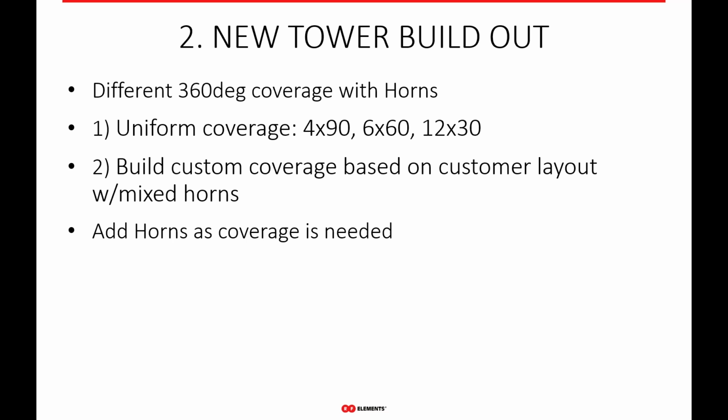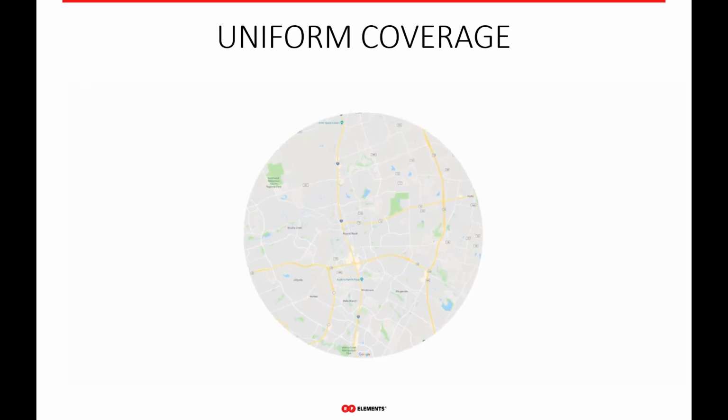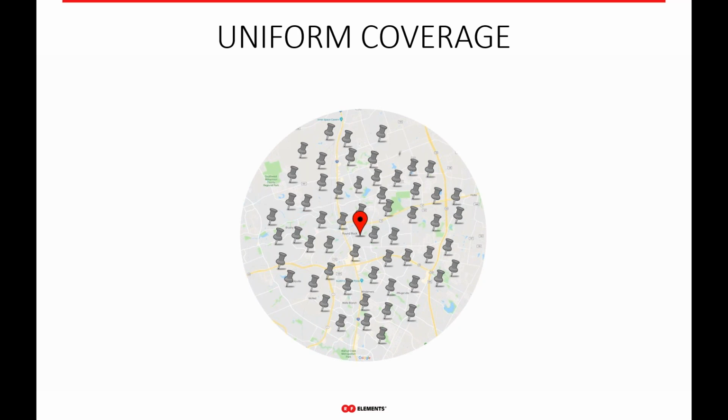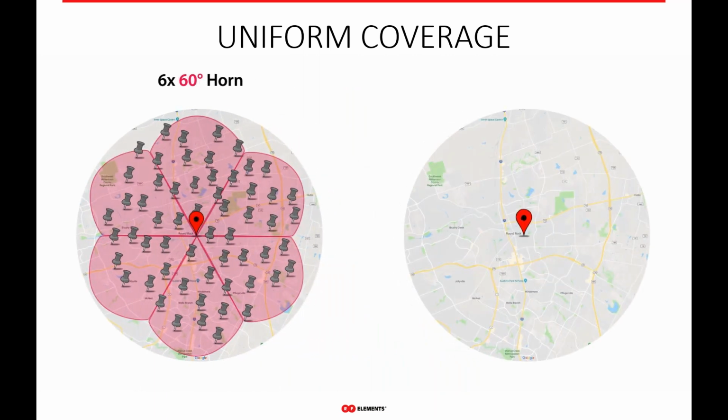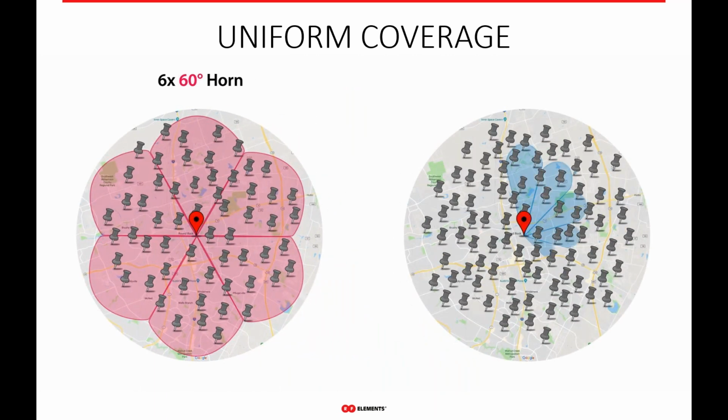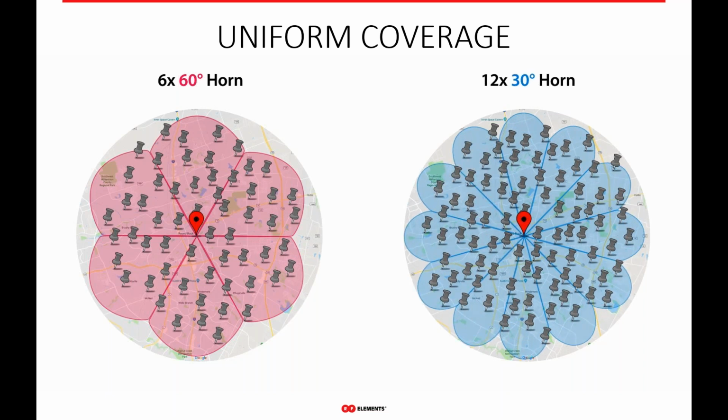And then there's adding horns as coverage is needed. We'll go through all these different methodologies. Uniform coverage is quite simple. You have your customer dispersement, so you can put up 6 60-degree horns to cover them. If it's really high density, you can put up 12 30-degree horns, and obviously any combination in between to build a uniform coverage area based on user density. Maybe you're overbuilding it because you know you don't have that on day one, but you're going to have that on day 100, and might as well put them all up now. But this is uniform coverage, which is quite simple.